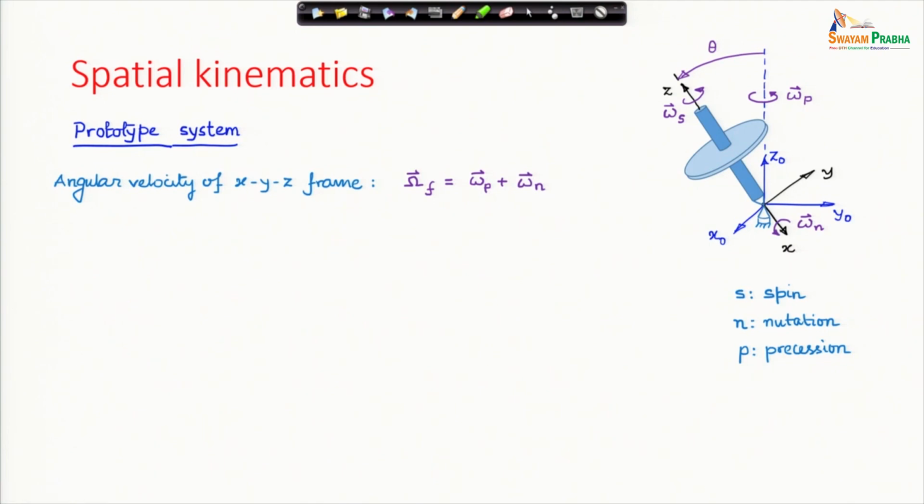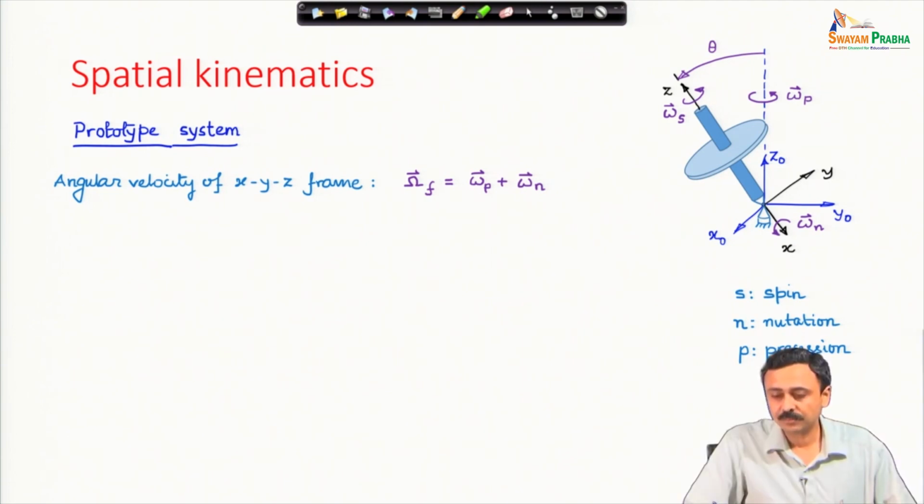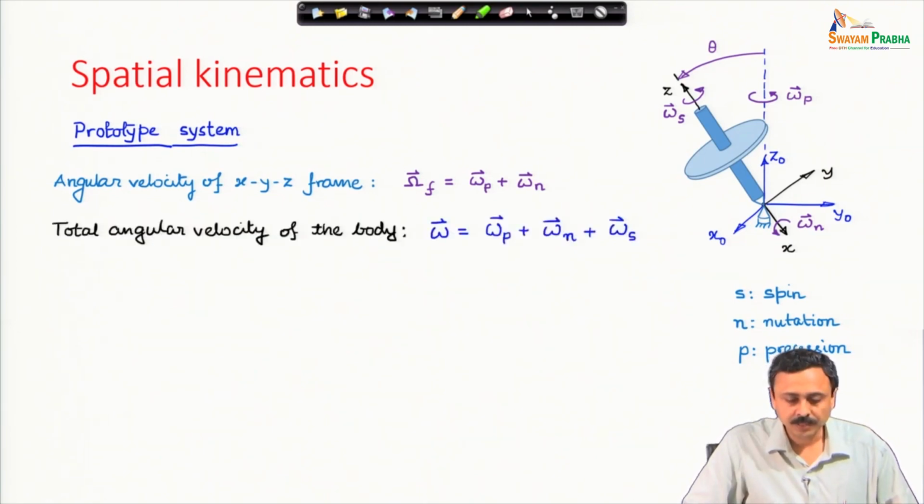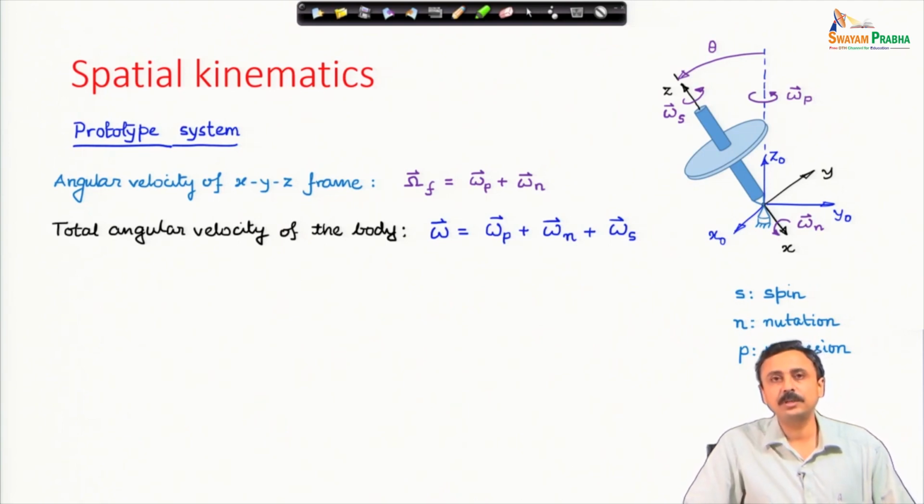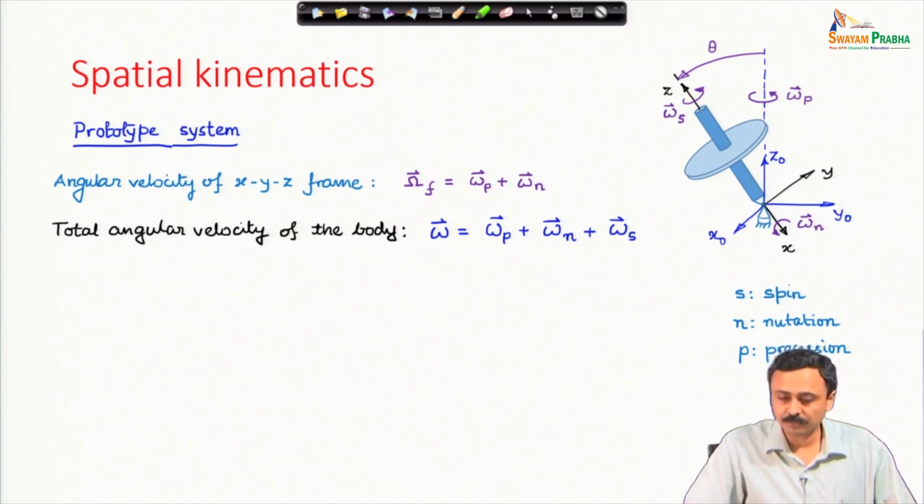The angular velocity of the x y z frame, which is the frame angular velocity omega f, is due to the precessional motion about the z naught axis and the nutational motion which is the rotation about the x axis. And remember, this x axis always lies in the x naught y naught plane. The total angular velocity of the body is nothing but the angular velocity of the frame plus the angular velocity of the body with respect to the frame. Therefore, it is omega p plus omega n plus omega spin omega s.